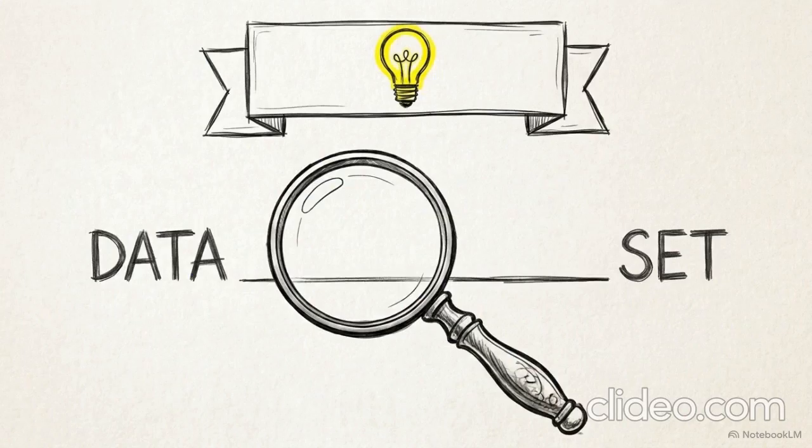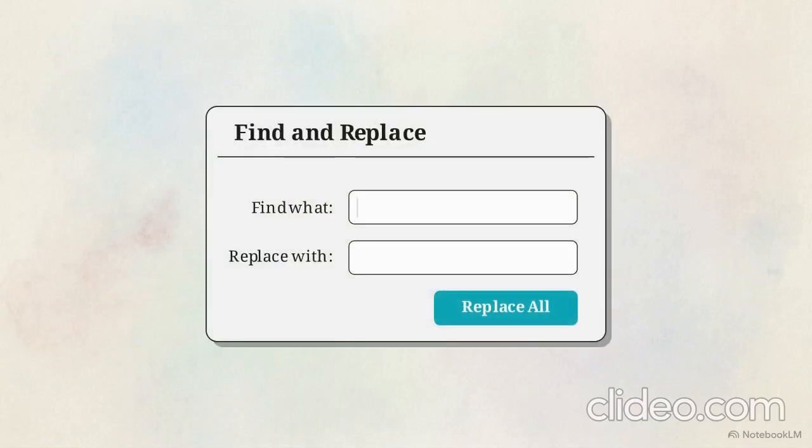Here is a quick pro tip. You can use this exact same tool to strip out unwanted extra spaces. Just type a single space in the top field, leave the bottom field completely empty, and hit Replace All.